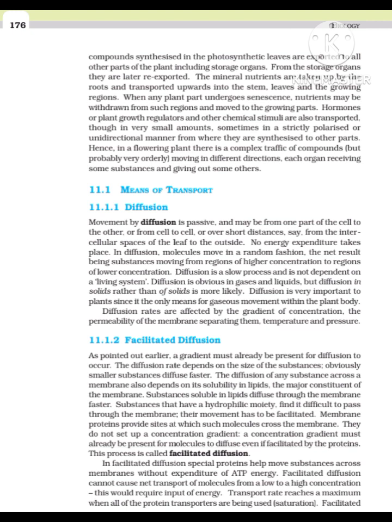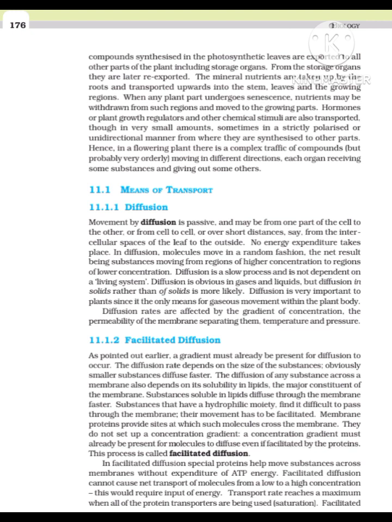Hence, in a flowering plant there is a complex traffic of compounds, but probably very orderly, moving in different directions, each organ receiving some substances and giving out some others. 11.1 Means of transport. 11.1.1 Diffusion.